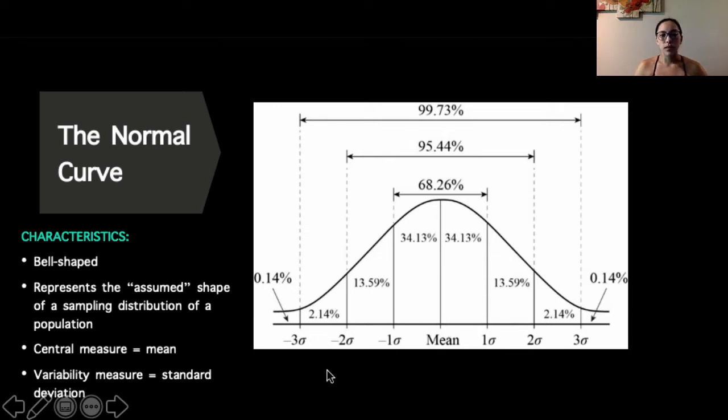So the mean, which we can see here, is a type of central measure. The standard deviation, which is noted by the sigma, baby sigma value, is a variability measure.